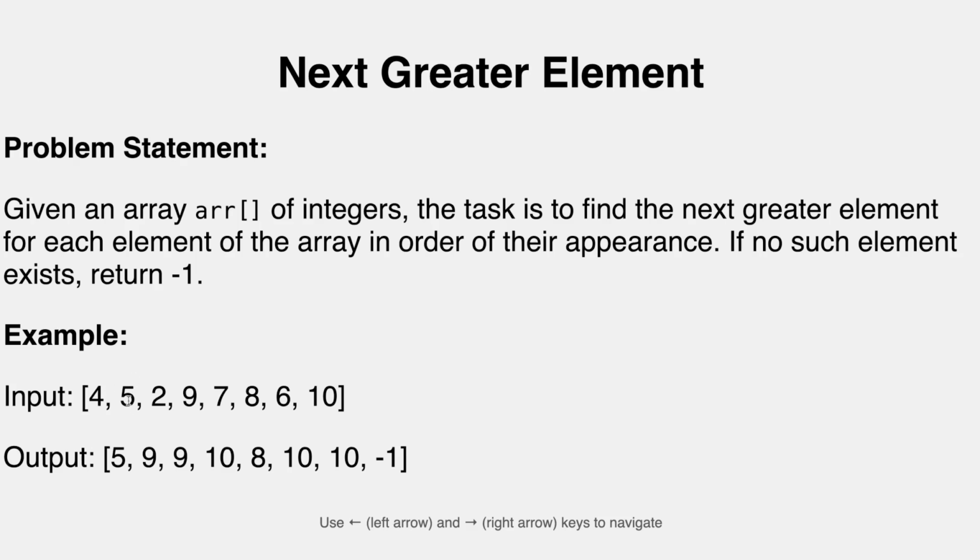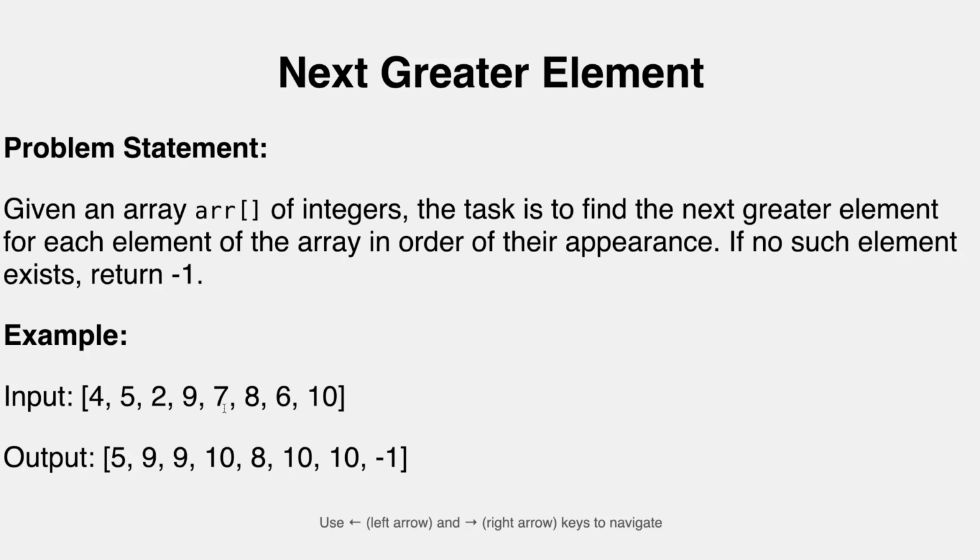Now for the next element 5, the next immediate greater element is 9 over here, and so I will have 9 in the second place. For 2, the next immediate greater element is 9 itself, the very next element, so again I have 9 in the third position. For 9, the next immediate greater element is straight away 10, which is the last element of the array. So in this position, I have 10.